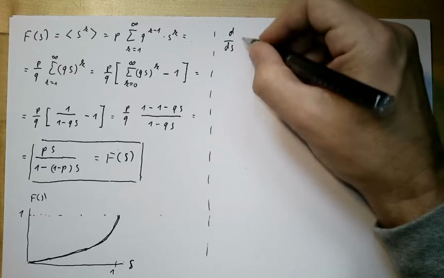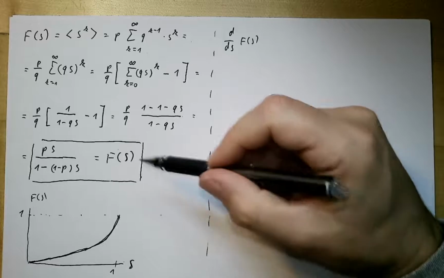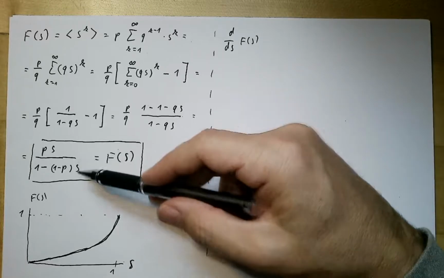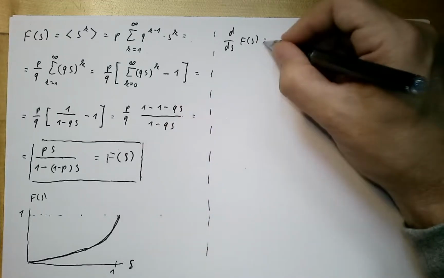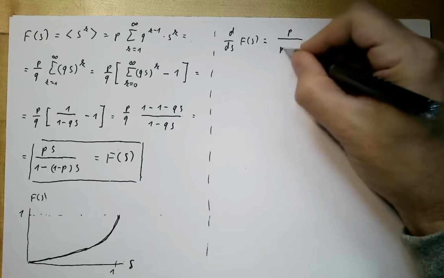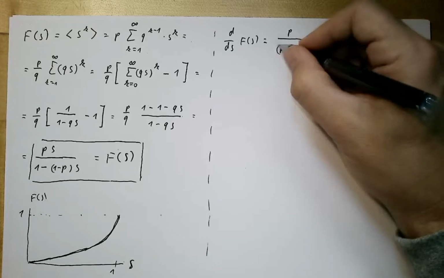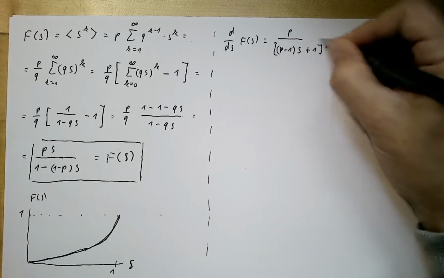So d over ds of this, you take the, how is it called in English, quotient rule or whatever, and you work with the derivative, and you can see, you can write it like this: p over (p minus 1 times s plus 1) squared.